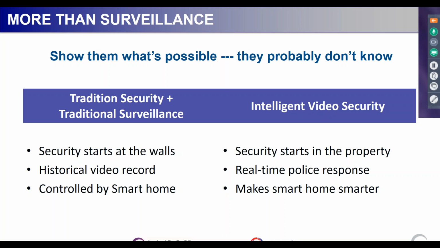Absolutely. Thanks, Alex. With traditional security and traditional surveillance, as Alex said, the security starts at the wall. You can see historical video, you can control the stream through a smart home, and you can view the streams through your control systems. Where intelligent surveillance provided with Visualint really takes it to the next level is that the security starts on the boundary of the property. When somebody enters the property, that creates an event, and that event could be a notification to the homeowner, a link into the control system, or, as Alex mentioned, a link to the video response center.